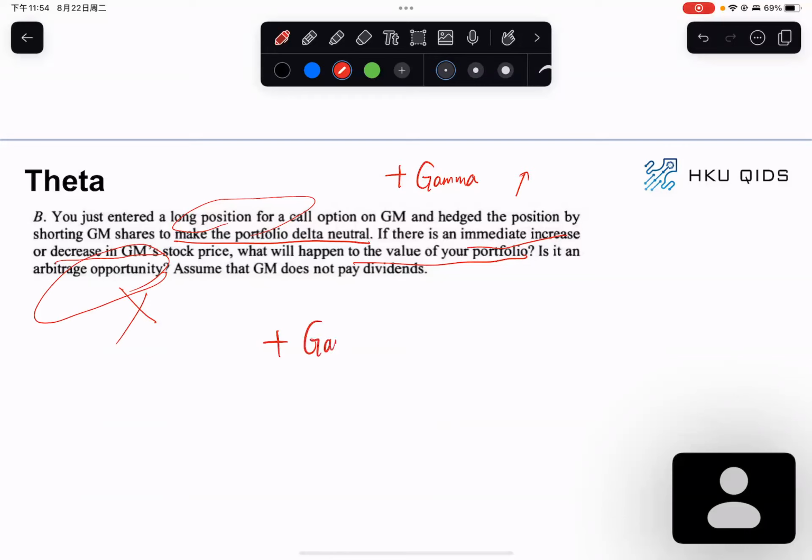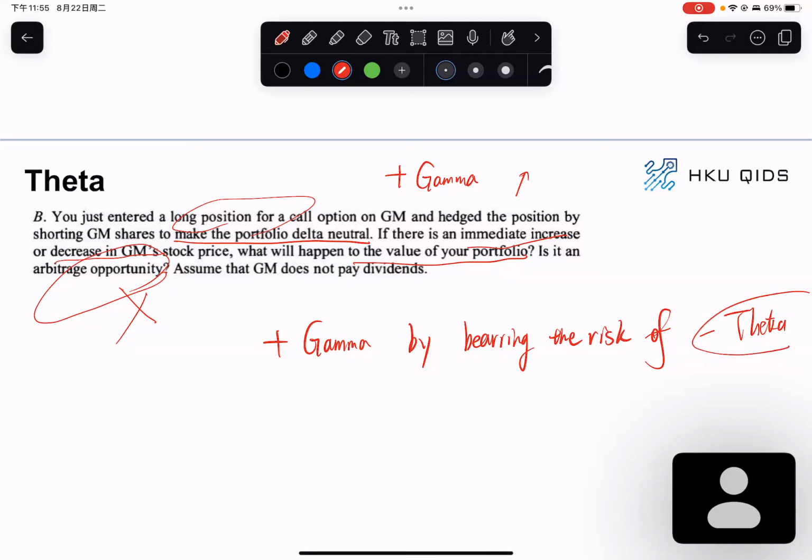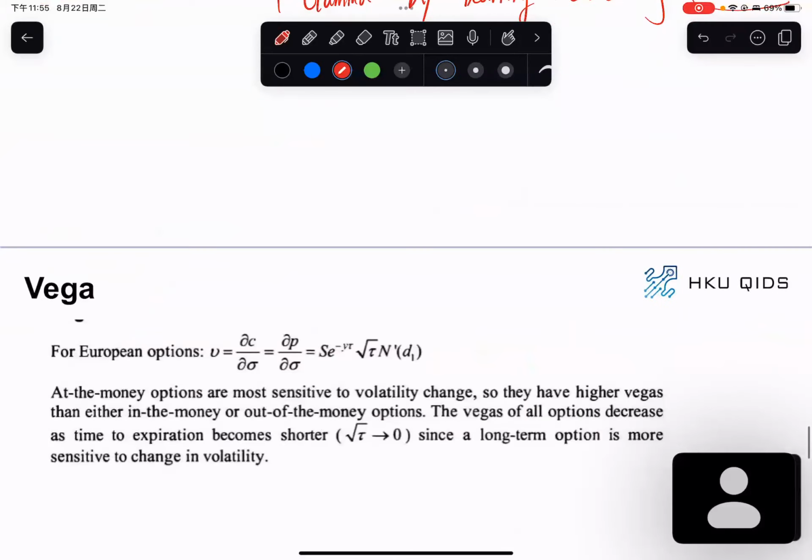We earn gamma by bearing the risk of negative theta. And what in reality is this risk? It means that there is not going to be any sudden immediate increase or decrease. For example, the stock becomes quite flat and there is no jump in the next few months. It's possible, right? And in that case, if you hold the portfolio, you actually lose a part of the value due to the time, due to theta, and you get nothing from gamma. Okay, so that's one interesting perspective for option trading.